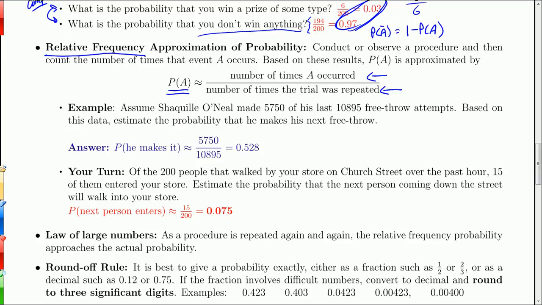For example, if you have Shaquille O'Neal steps up to the free throw line, and you look historically at his success rate, how many he's made. So he's made 5,750 out of his last 10,895 free throws. Based on this data, estimates, and again, this is an estimation, the probability that he makes his next free throw. So that's just the number of times he's made it in the past over the total number of times he's tried. That's 0.528.